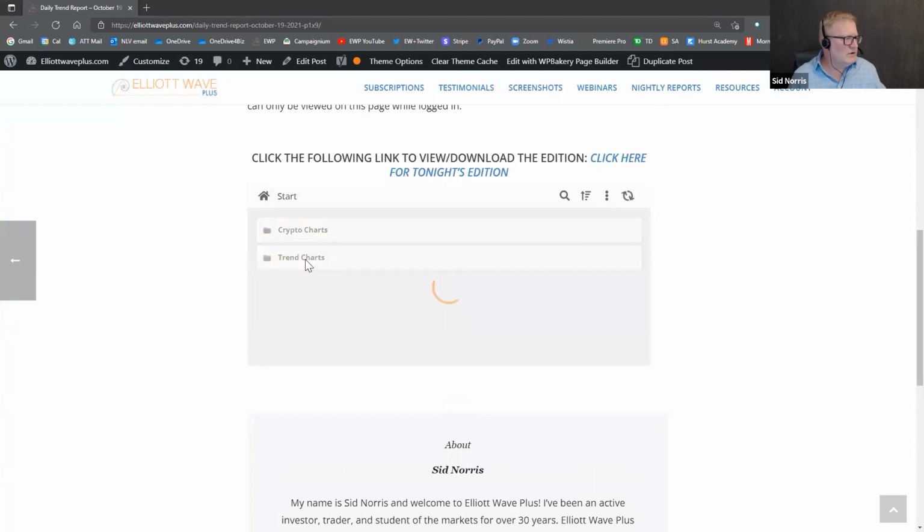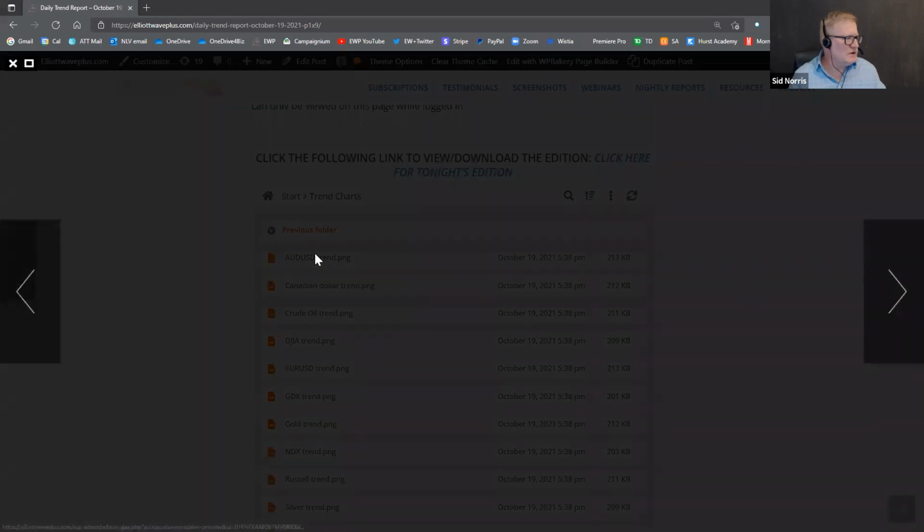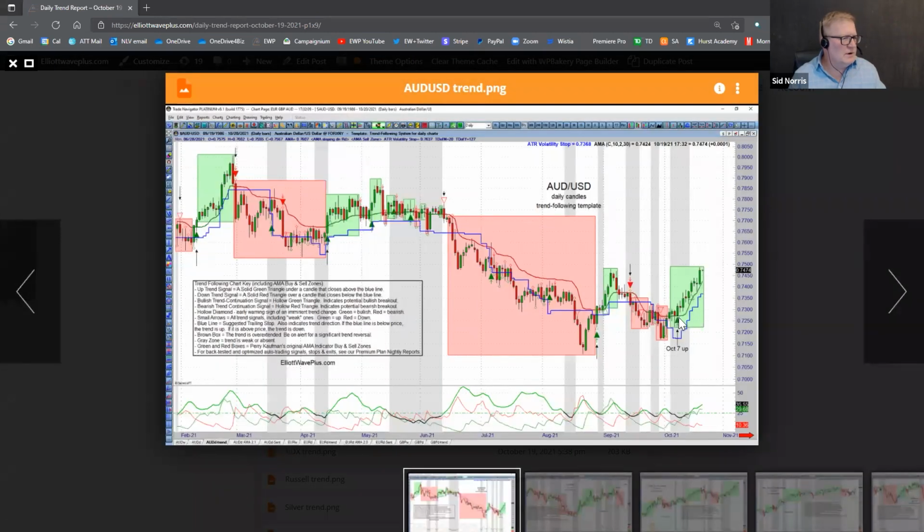Not only trend charts on 20 different items. For instance, here's the Australian dollar trend chart. You can see it's been in an uptrend since October 7. This is based on a trend template that we put together of some of our favorite indicators, that just give traders a good idea of what the trend direction is, which is very important.